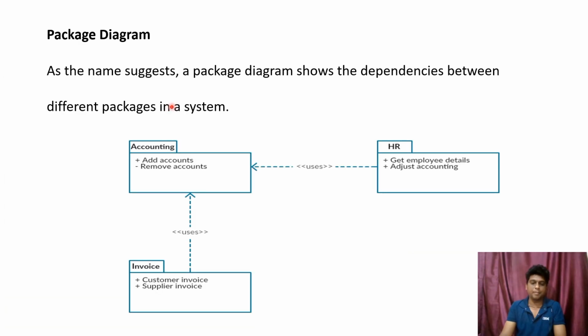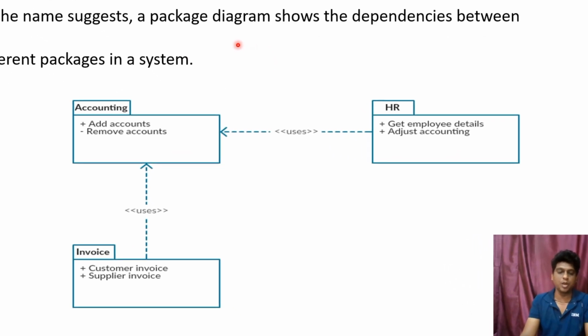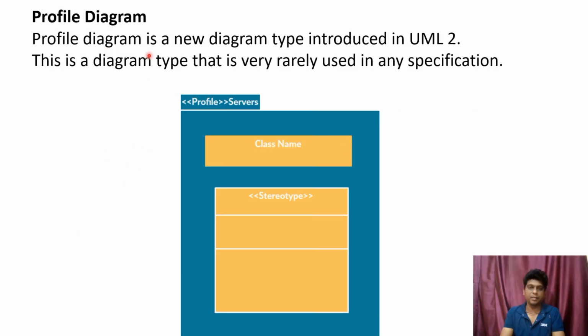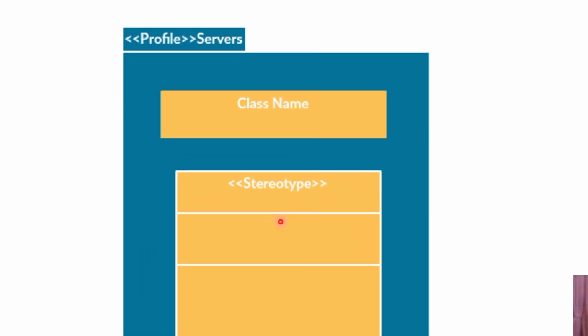Next diagram is a package diagram. It helps to organize the UML into meaningful groups and makes the diagram easy to understand. They are primarily used to organize class and use case diagrams. And the next one is a profile diagram, having a special type of specification in it.